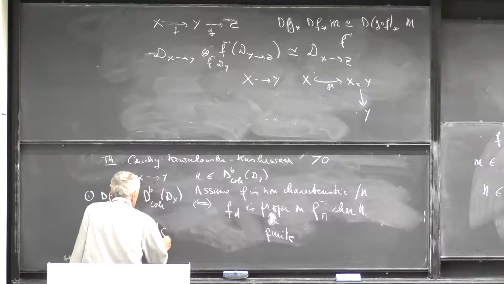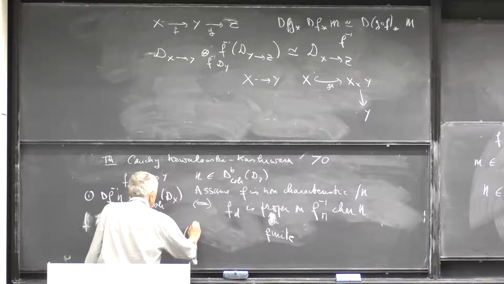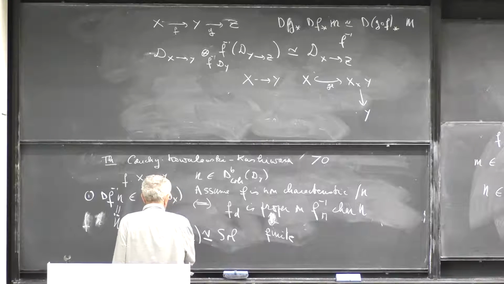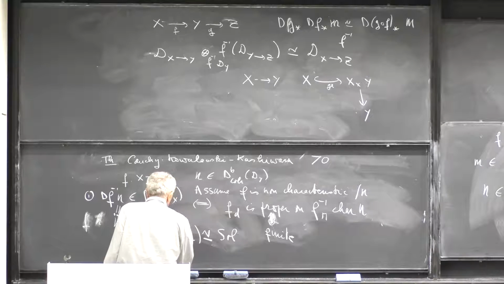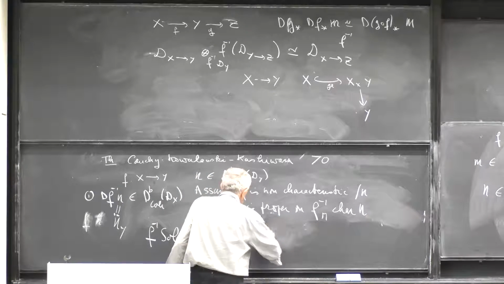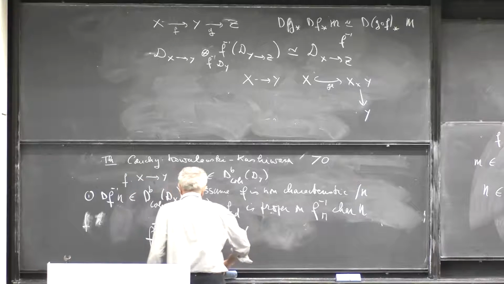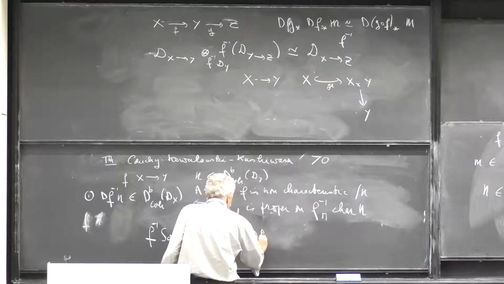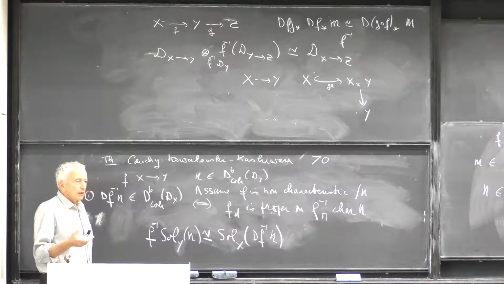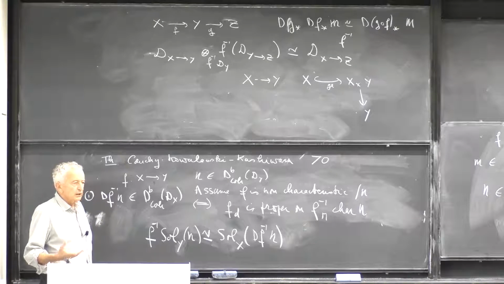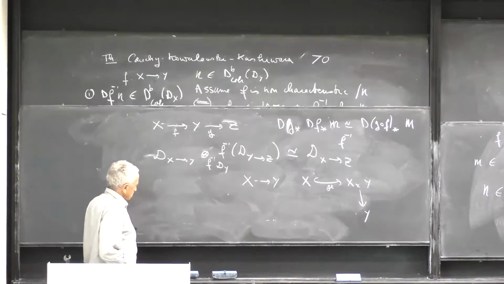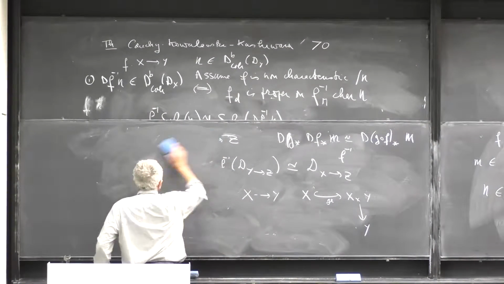The inverse image of the solution on X of N is isomorphic to the solution, here is X, Y, excuse me, is isomorphic to the solution on X of the inverse image of N. That means the functor solutions commutes to inverse image. That's Cauchy-Kovalevskaya, revised by Kashiwara. And there is a similar result for direct images.